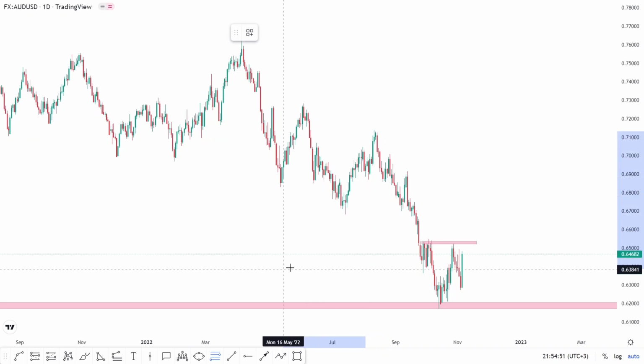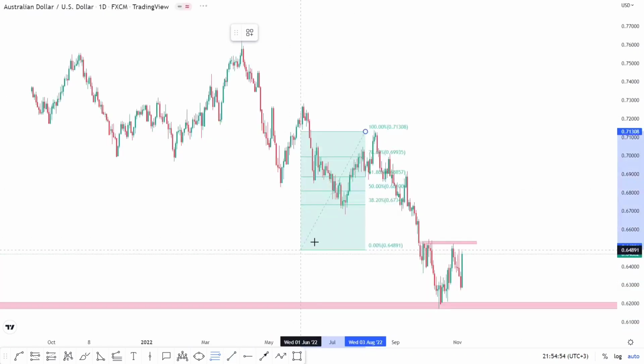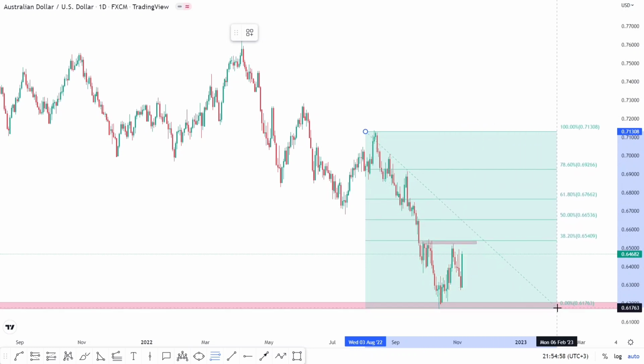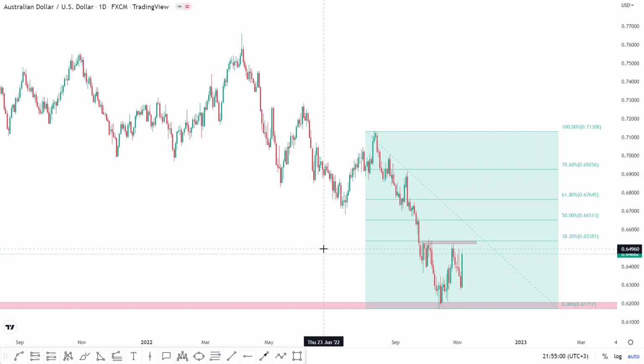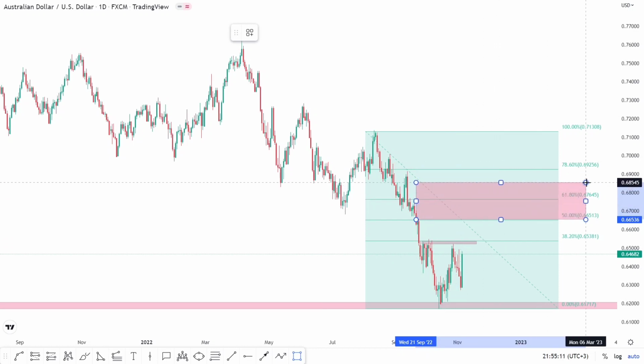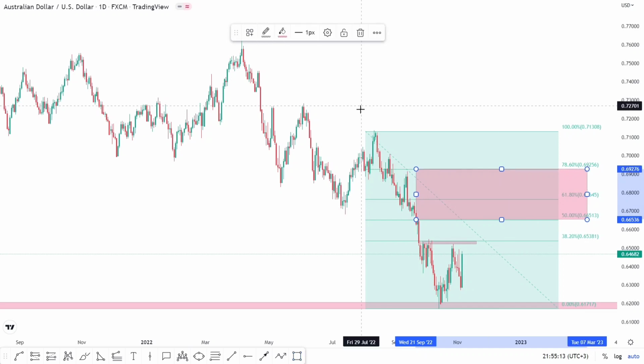So I'll come and use my Fibonacci retracement tool from this high to this low, extend it to the right. And then what I'll be looking for is for price to retrace minimum to the 50% level, preferably to the 61%, and maximum somewhere to the 70% level. So just come and mark this zone.